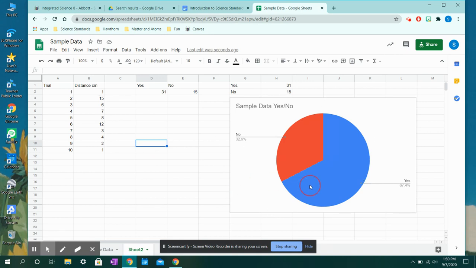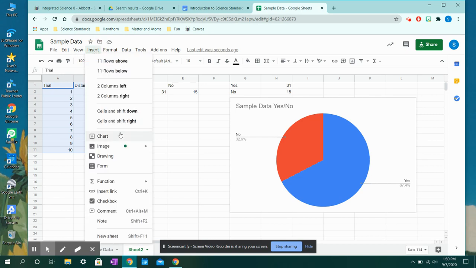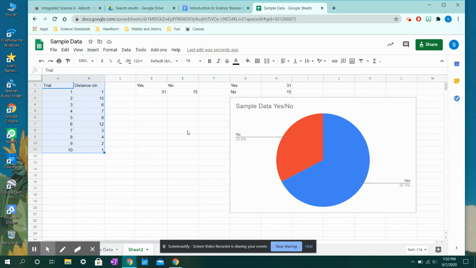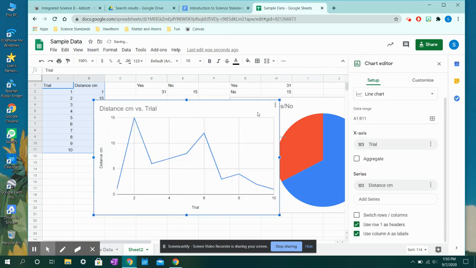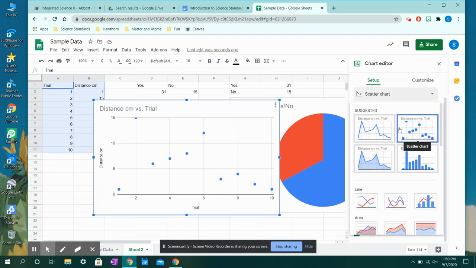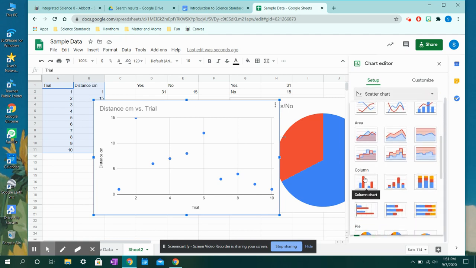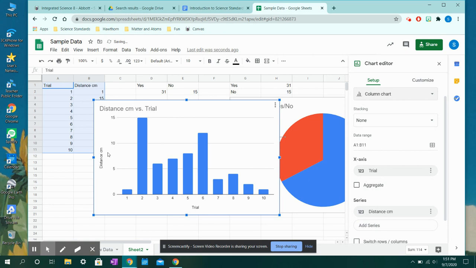Now let us do our second piece of data. We have our trials and we have our distances. I want to show that off in a chart as well. We can do a line chart. One thing I would almost suggest would be a bar chart, so then we can compare all of our different trials together.